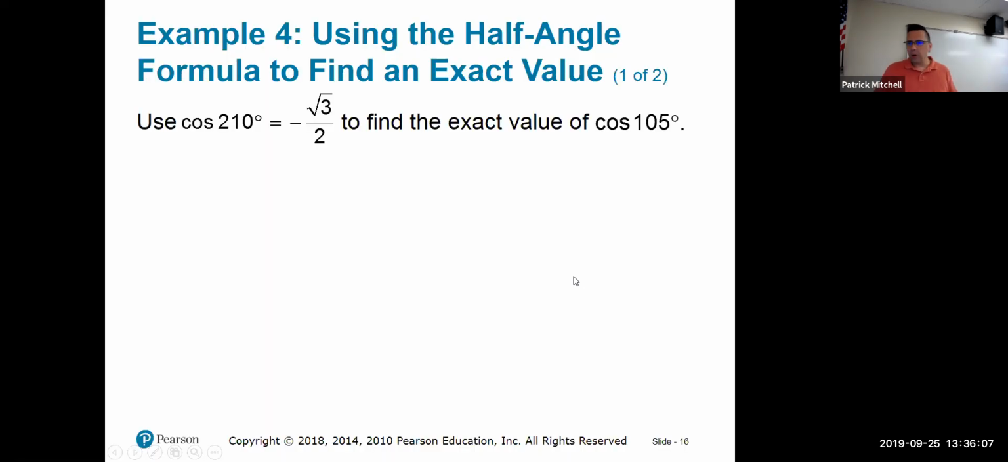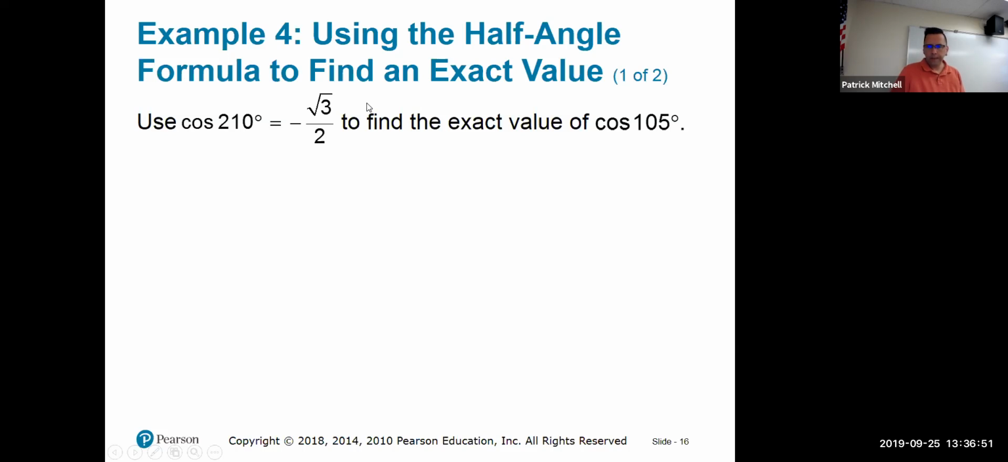formula. Okay, so here's a great example of using a half-angle formula. We're going to use the fact that the cosine of 210 degrees is -√3 over 2. And that's something they really didn't have to tell you, right? You could have figured that out. But they're being nice, and they're telling me that the cosine of 210 degrees is -√3 over 2. And I'm going to use that to find the exact value of the cosine of 105 degrees. Okay. Notice that 105 degrees is half of 210 degrees. That's why we're going to use a half-angle formula.